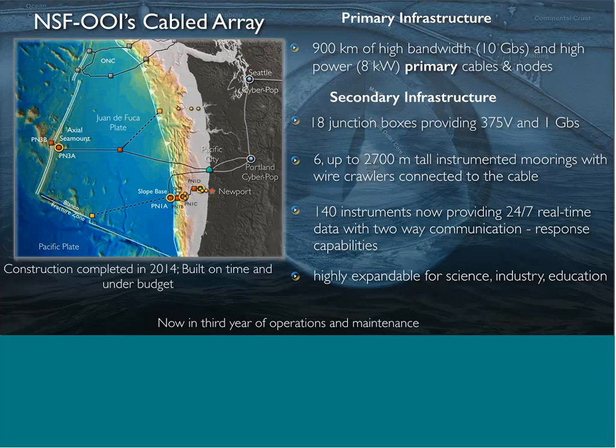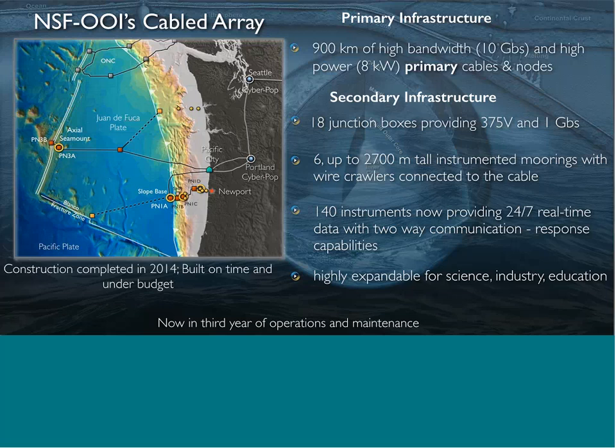The orange-red boxes are primary nodes, so you can think of these as large substations on the seafloor. I'll show you some video of that. They provide the main power to the smaller work areas, and I'll show you that.